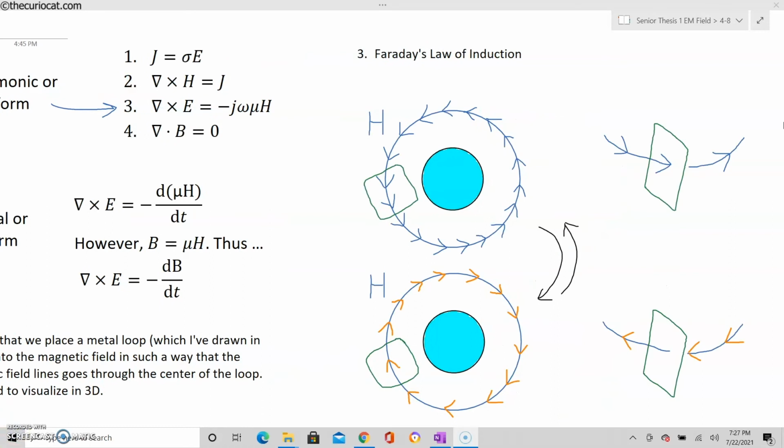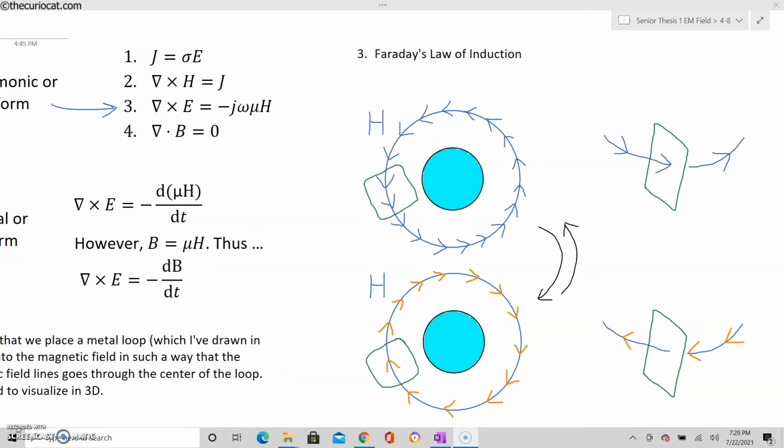To help you out, I've drawn a very rough 3D picture. Now you see the picture up here, the magnetic field line is going into the center of this green loop. And for the magnetic field lines down here, you see that the magnetic field line is coming out of the center of this green loop.